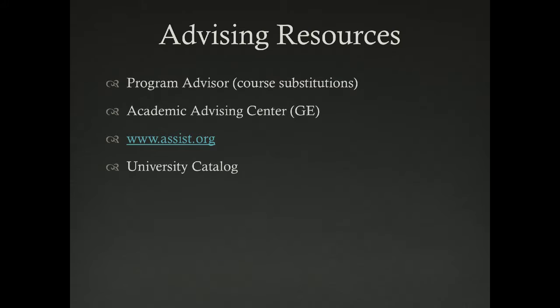And then finally is the university catalog. This is the most important resource that you can have as a student here at CI. So know it, love it, bookmark it, and refer to it often. It tells you all of the classes you need to take for your major, as well as those you need to take to meet GE requirements.